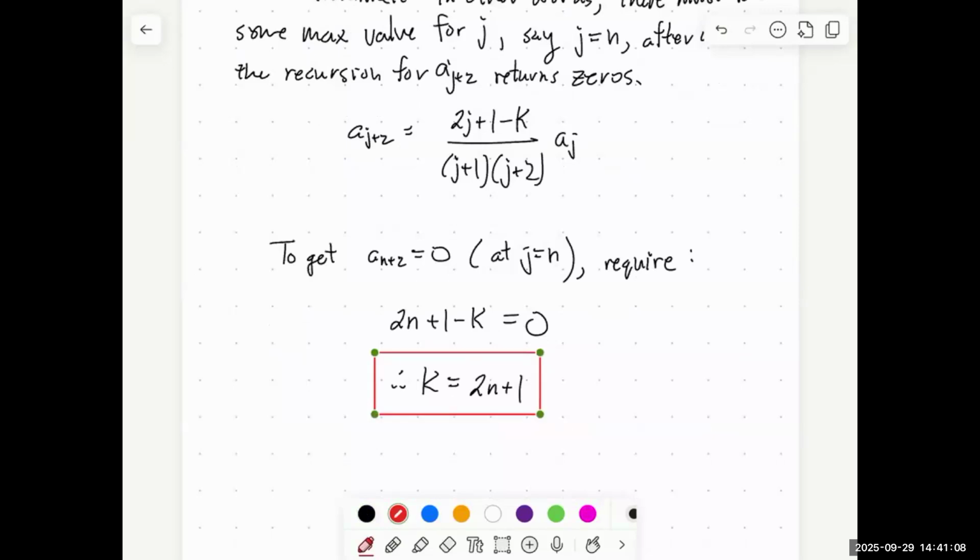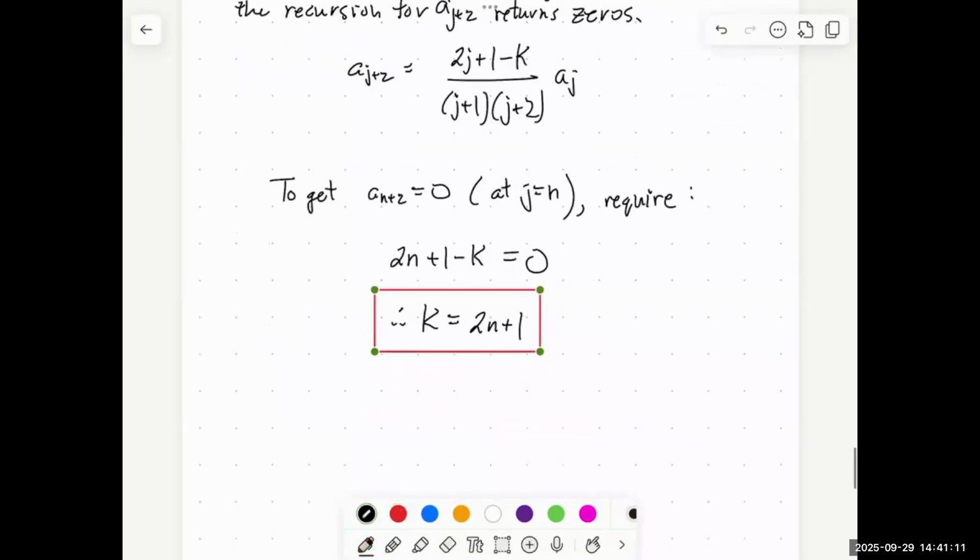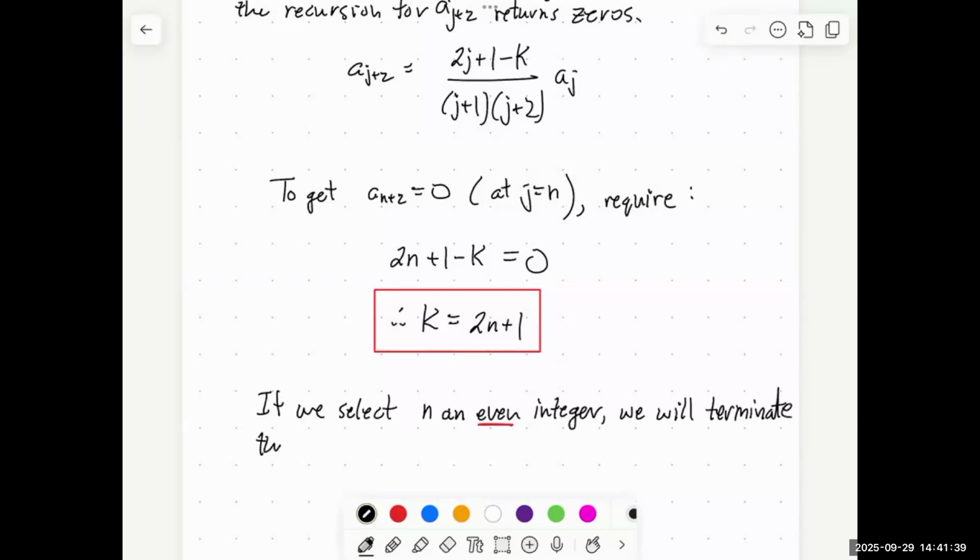Let's see what happens. So if we select n an even integer, we will terminate the recursion for even j, but not odd j.